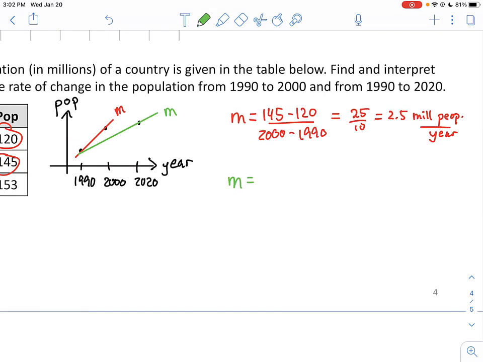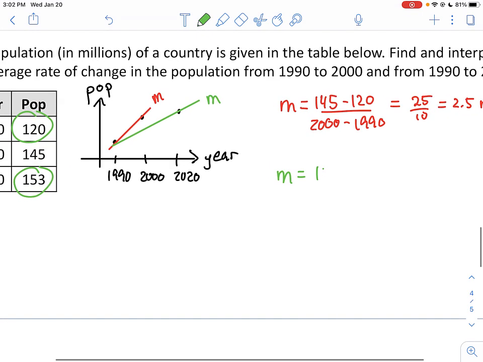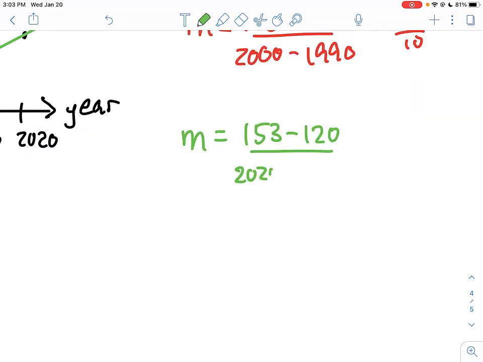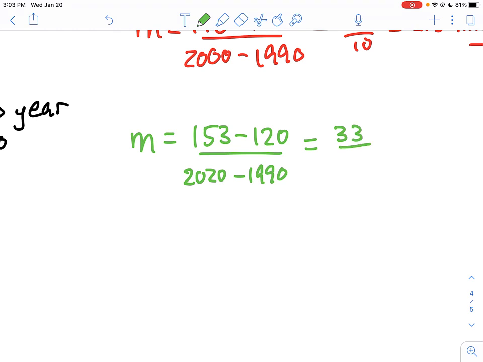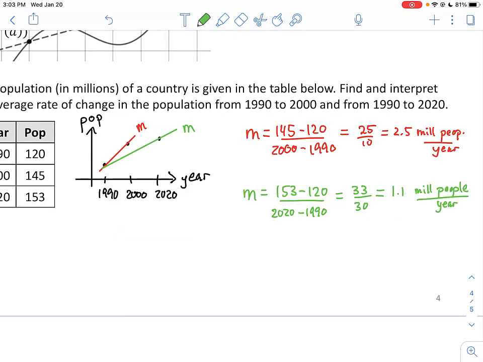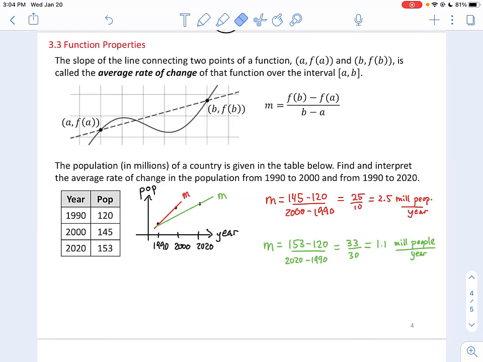Now for the green slope, we do this y-coordinate minus that y-coordinate, so 153 minus 120, and then over the difference in years, that year minus that year. It's 2020 minus 1990. So we get a gain of 33 million people, and it happened over 30 years. It's 1.1 million people per year. So it was a lower rate of change. That's because the population gained a lot more in the first 10 years than it gained in the next 20 years. And this ends this unit.